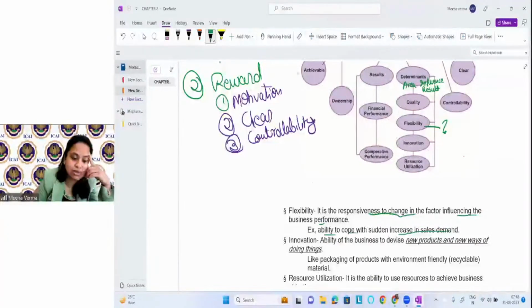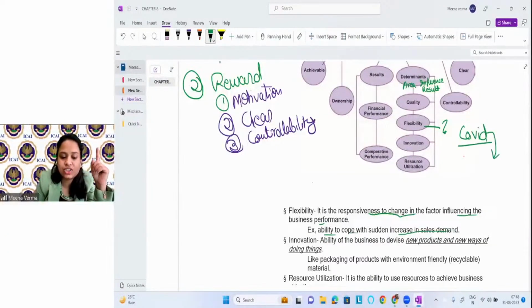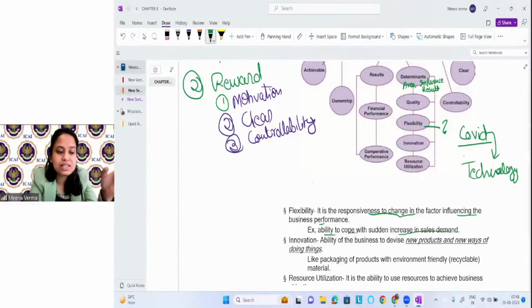Let me give you an example. Just say COVID happened, right? Immediately, some of the organizations completely switched their business to technology. So what happened? Immediately, they were flexible. Instead of closing their business, they started work from home. And they survived during COVID.